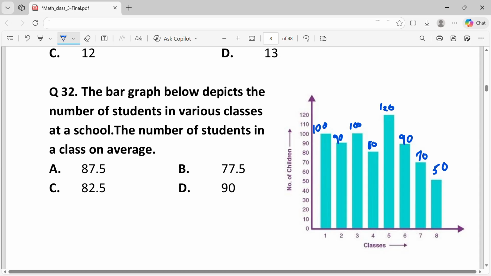So, the total number of students is the sum of students in all 8 classes, which is 100 plus 90 plus 100 plus 80 plus 120 plus 90 plus 70 plus 50, which is equal to 700. The average is equal to the total number of students upon the number of classes, that is 8, which is equal to 87.5, which is option A.